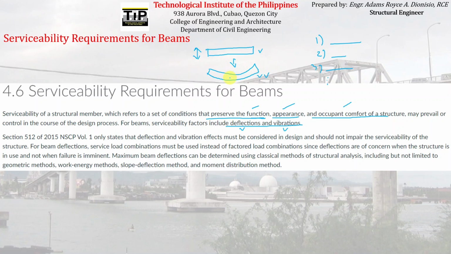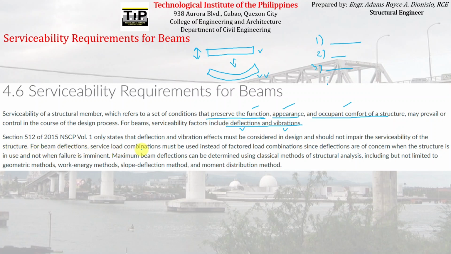It will give a feeling to the occupants that the beam is on the verge of failure. Okay. So we want to limit the deflection that will be experienced by our beam or flexural member so that it will still be serviceable to the occupants. Section 512 of 2015 NSCP Volume 1 only states that deflection and vibration effects must be considered in design and should not impair the serviceability of the structure.